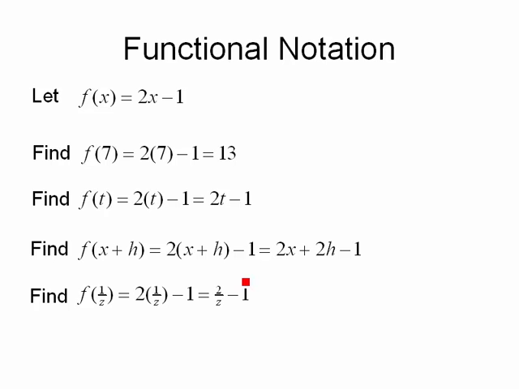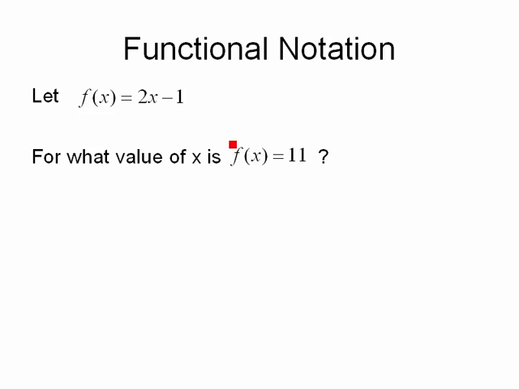What should you be taking away from all of this? Well, x is a place to put something, the input. So 2 times x minus 1, if I put 7 in there, I get 2 times 7 minus 1. If I put t in, I get 2 times t minus 1. If I put this group of symbols in, I get 2 times the group of symbols minus 1. Here's a different group of symbols, but it still works the same way. I'm putting things in place of the input, and it gives me a new formula or maybe a new output.